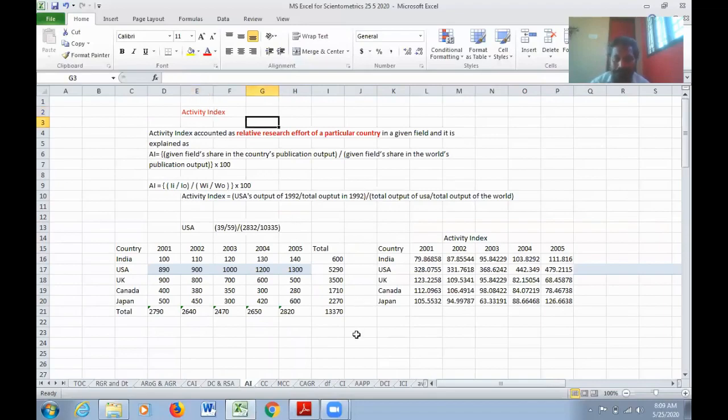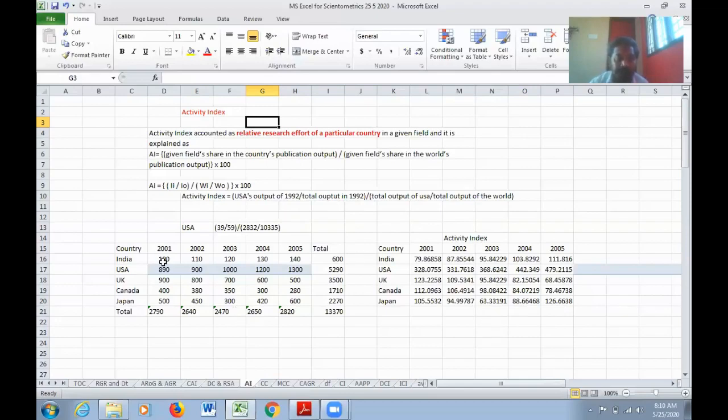The formula says that, for example, if you take a country like USA, the activity index is the output of USA in 1992 divided by the total output of all the countries in 1992, divided by the total output of USA divided by the total output of the world. Using this formula, you can calculate the activity index.